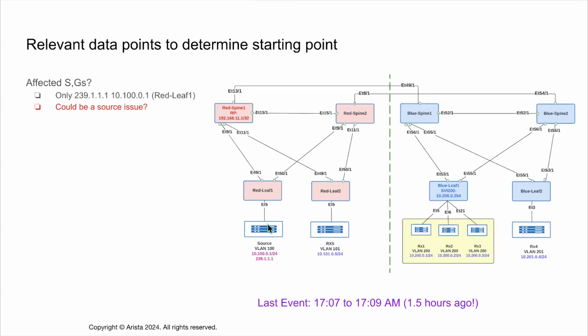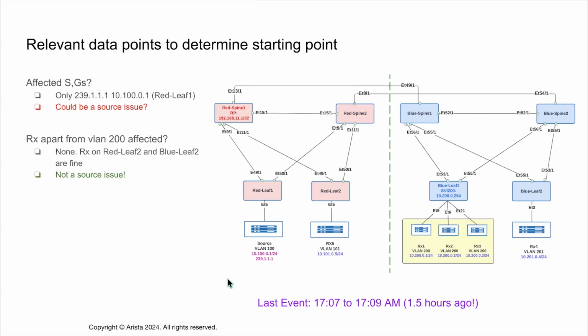So our next question is, for this sample group, are there any receivers outside of VLAN 200 that are also seeing the issue? And for this, we learned that our receivers in other VLANs connected to other leaf switches are not reporting this problem. An example would be receiver 4 and receiver 5. So with this, we actually have ruled out our source as a contributor.